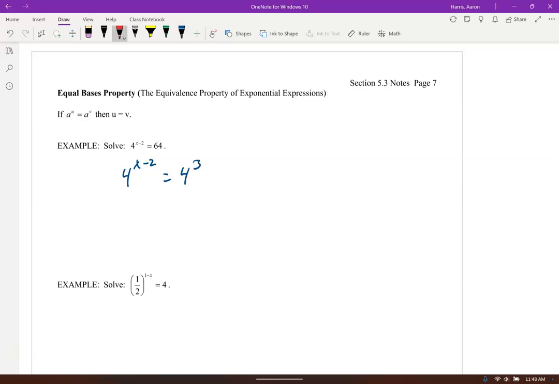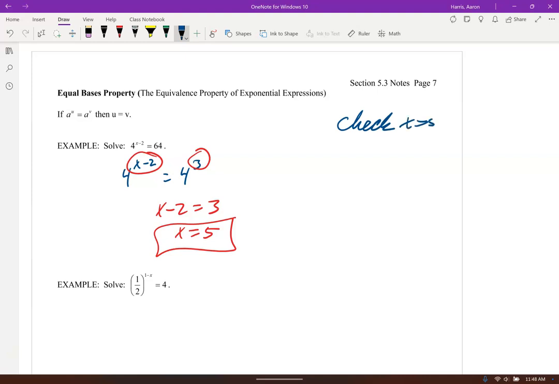Well, since they have the same bases, x minus 2 has to be equal to 3. And I solve for x. I add 2 to both sides, so x must be 5. And that's our answer. In other words, if you were checking it, does x equal 5 make this true? Well, sure, because 5 minus 2 is 3, and 4 to the third is 64. Sure enough, it does work, right?